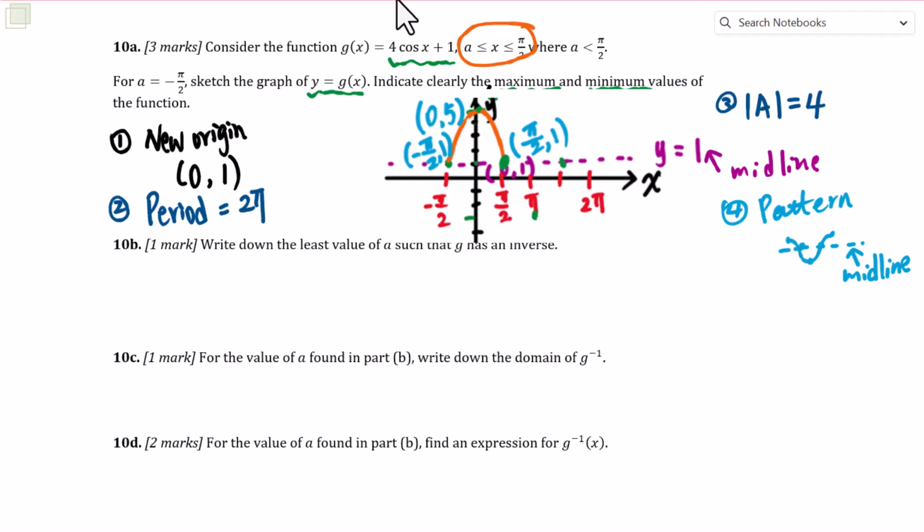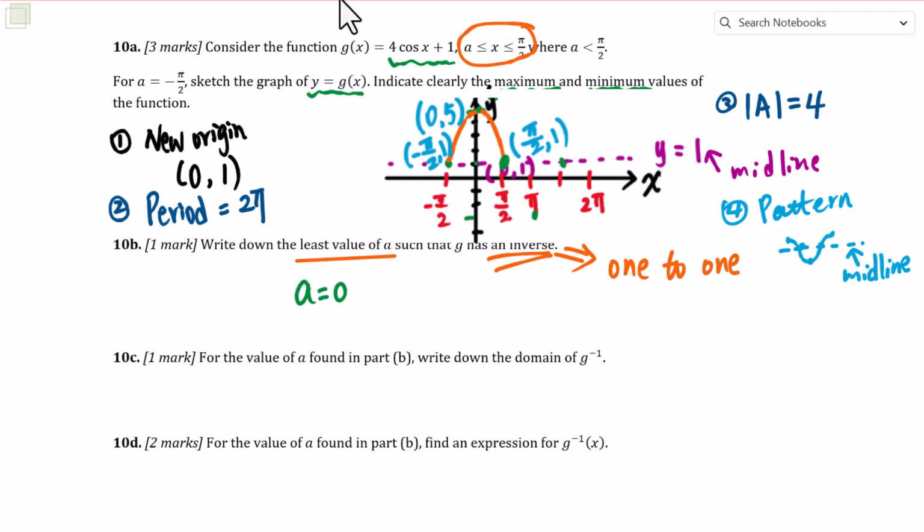10b, write down the least value of a such that g has an inverse. Inverse means one-to-one function has an inverse function. So we need to create a one-to-one function. a equals 0.